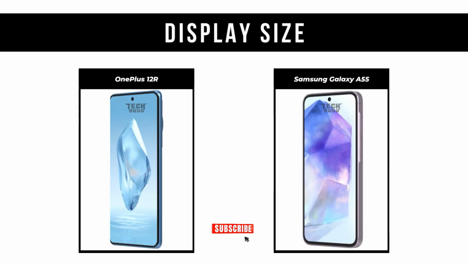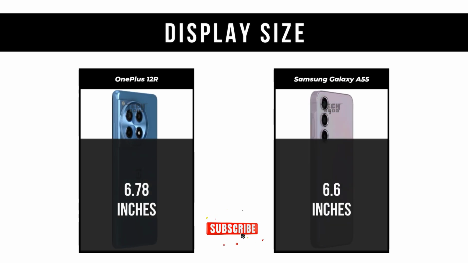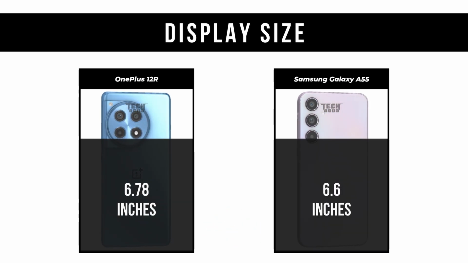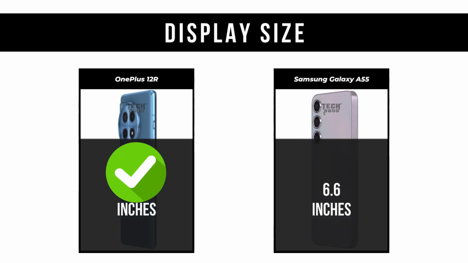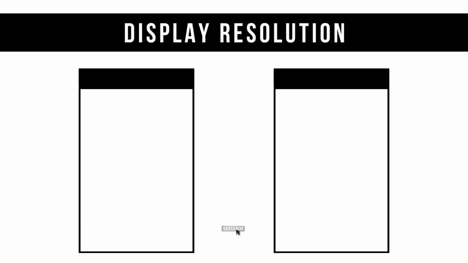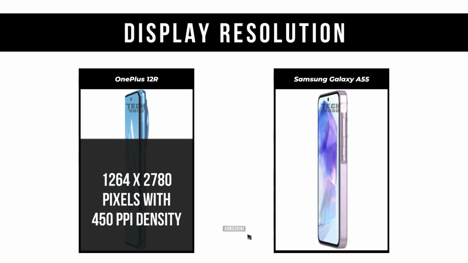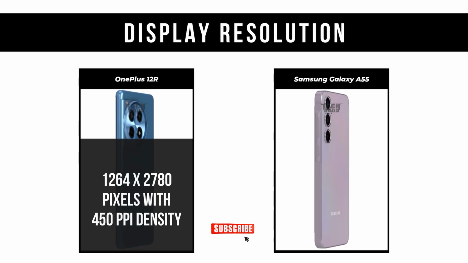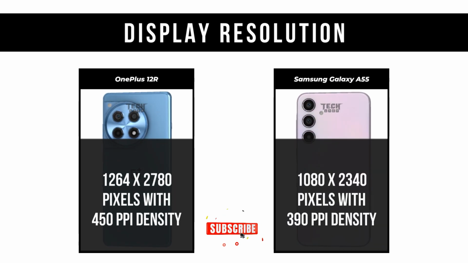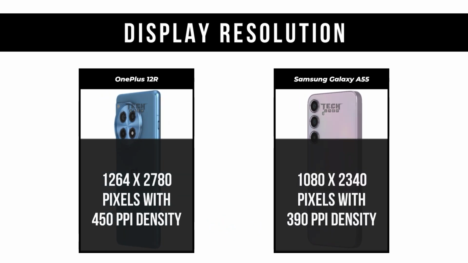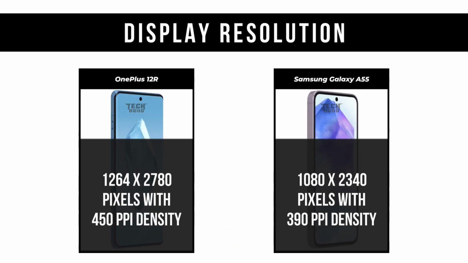Display size. OnePlus 12R is 6.78 inches. Samsung Galaxy A55 is 6.6 inches. Display resolution. OnePlus 12R is 1264 x 2780 pixels, with 450 ppi density. Samsung Galaxy A55 is 1080 x 2340 pixels, with 390 ppi density.